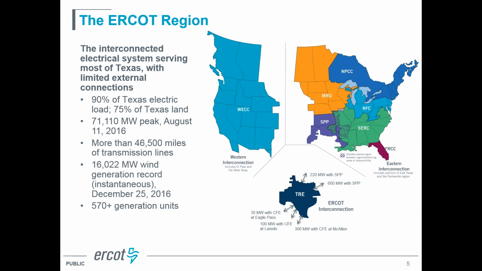And I'd like to point out, we are also not synchronously connected to any of the other grids in the United States. We have some DC or asynchronous connections. We have 2 to the Eastern Interconnection and 3 to the Mexico system. But those are really relatively small connections. So we are really an island system, if you will.